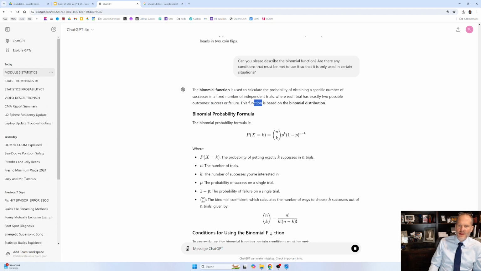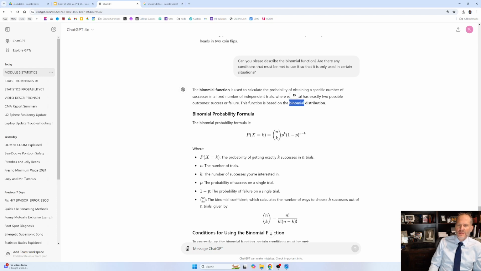And the function is based on the binomial distribution. And so I think binomial, I also think of binary. So binary is 2 possibilities, 0 or 1, on or off. And you could even have 0 or 1 represent success and failure. And so here binomial is like, hey, it's success or it's failure.